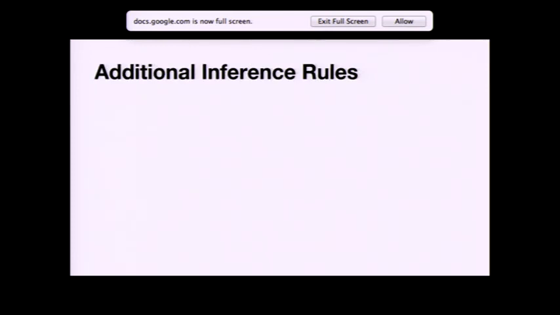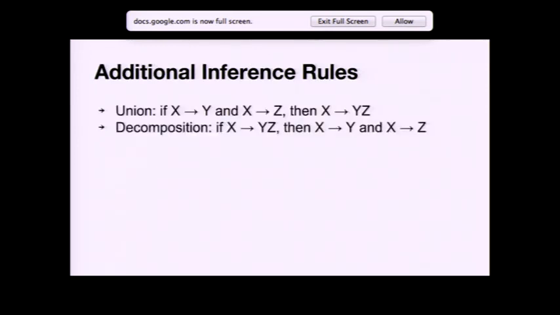Some more rules that you can derive from these three. You can derive the union rule, which is if you have X determines Y and X determines Z, then you can sort of combine the right-hand side of those two. You can say X determines the set YZ. And the other way around also holds. If X determines YZ, then you can break up the set on the right-hand side into two smaller sets. You get two statements that are true, X determines Y and X determines Z.